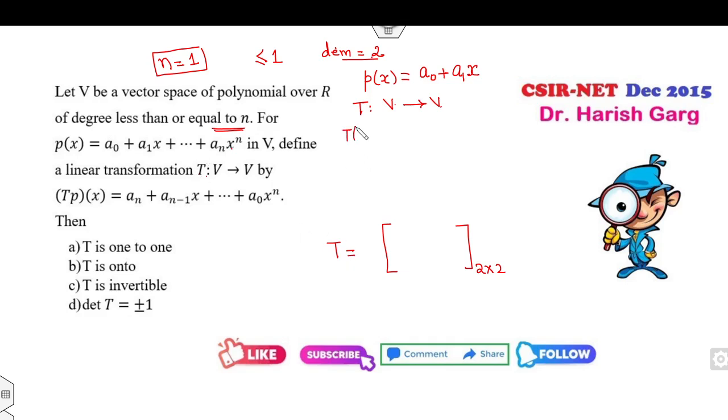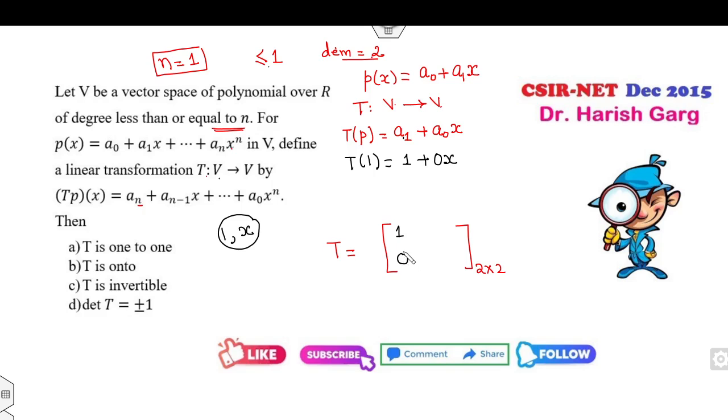Such that T of P(x) will be, n is 1, so it's A1 plus A0 x. Fine. Now can you find this? So take the basis of the polynomial of degree 1. What are the bases? 1 and x. So if I substitute, find the value at the 1. First basis, T of 1. But 1 is a constant. So there is a 1 plus 0x. So that's 1 and 0.